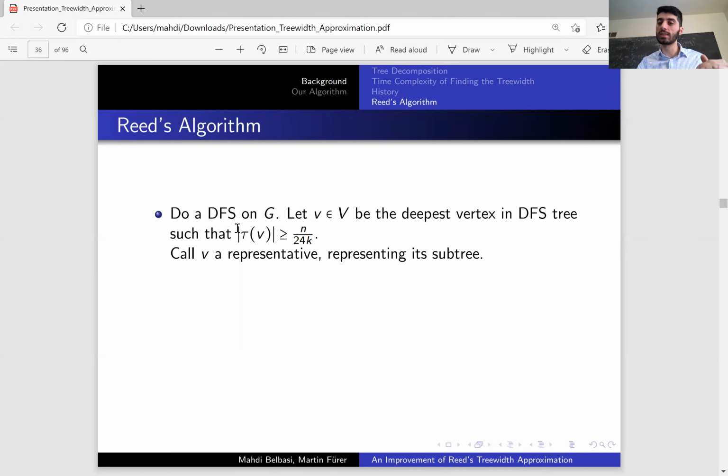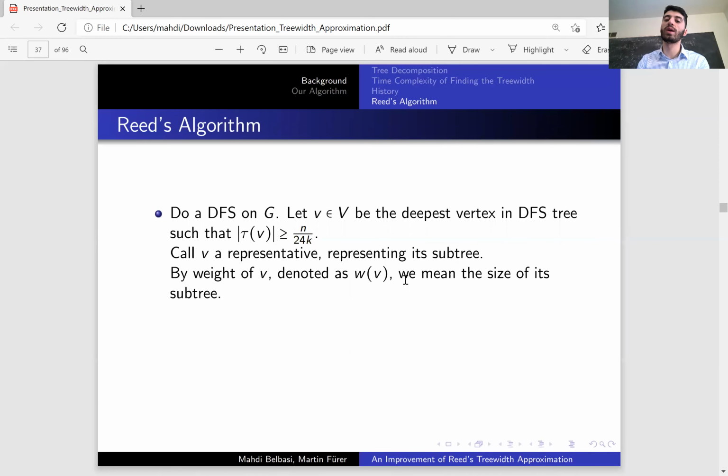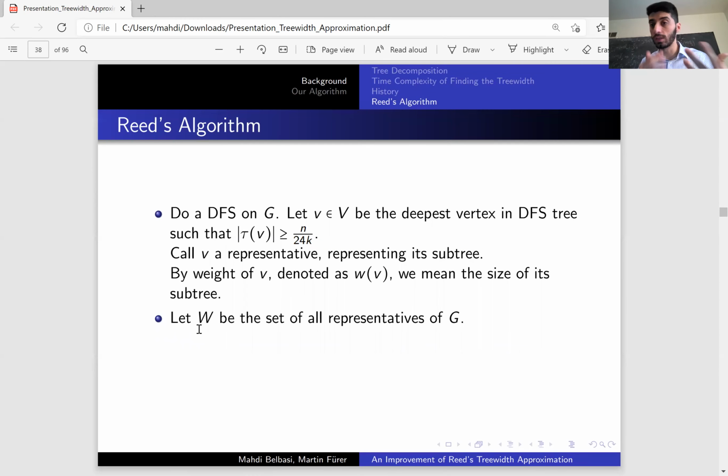So he does a DFS. Let v be the deepest vertex in the DFS tree such that its subtree has size at least n over 24k, which means it represents at least that many vertices. He calls it a representative, and its weight is the number of vertices that it represents, which is the size of its subtree. And let W be the set of all representatives.